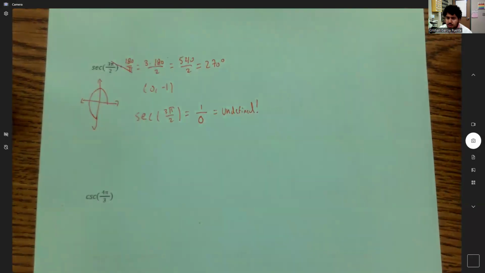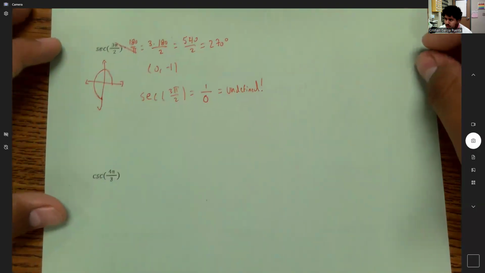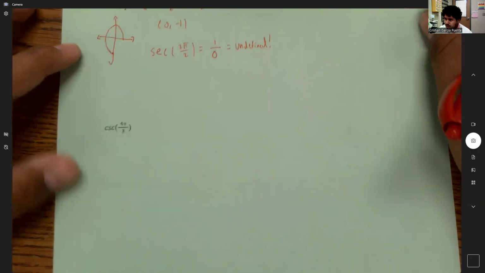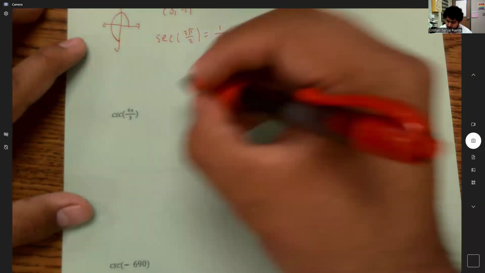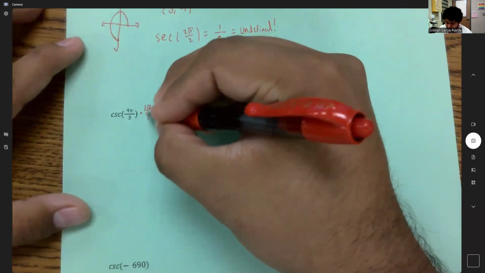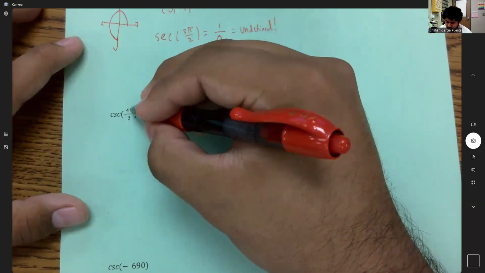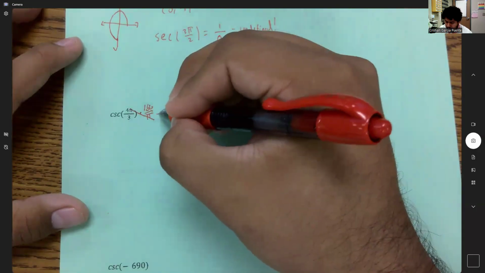All right. So next thing we're going to do is go to the next question. So for the next question, you have cosecant of 4 pi over 3. First step is multiply your radian by 180 over pi to change from radians to degrees. Pi's are going to cancel.